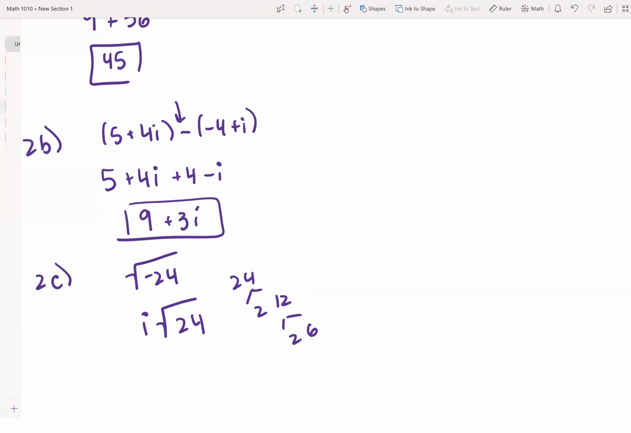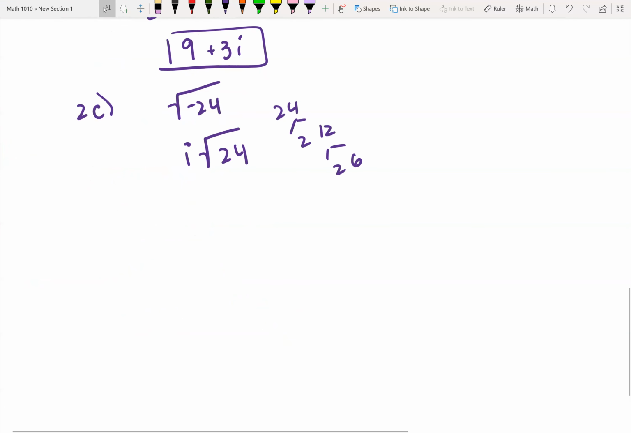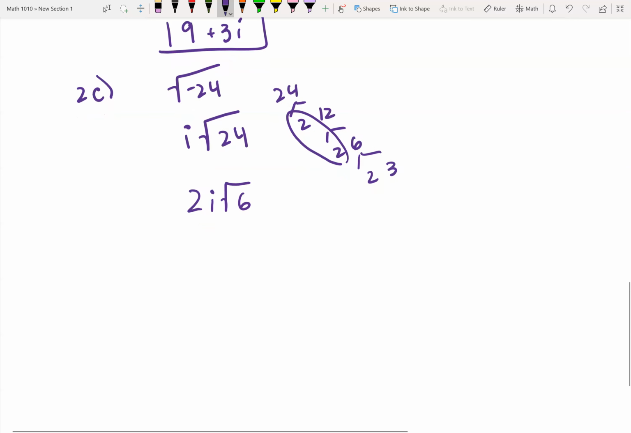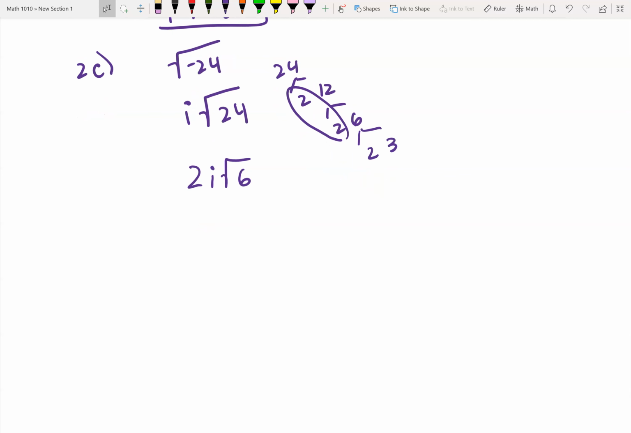Okay, so let's keep going with 2c. So 2 times 12, 2 times 6, and 2 times 3. So these two 2's come out. So you have 2i square root of 6. Okay, that was 2c. Here is number 3.